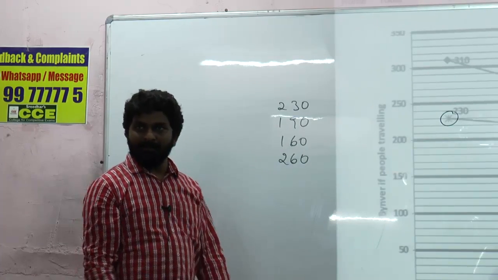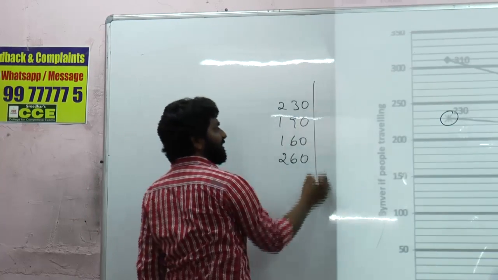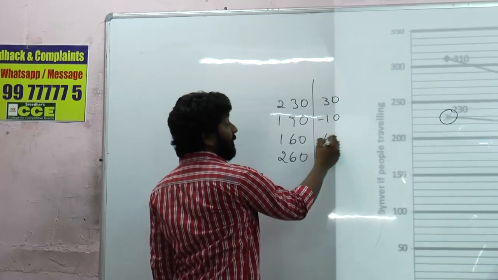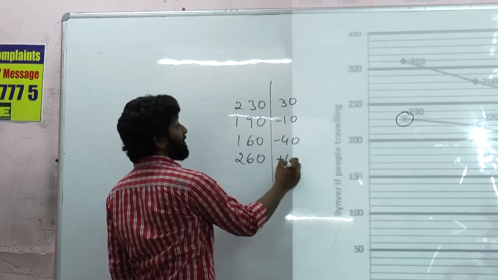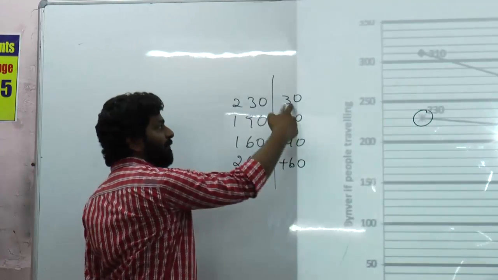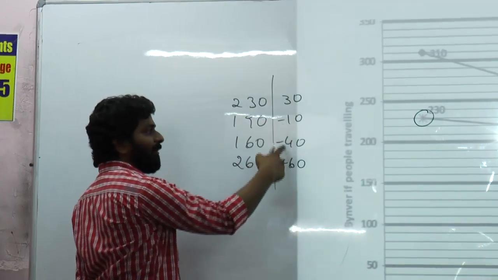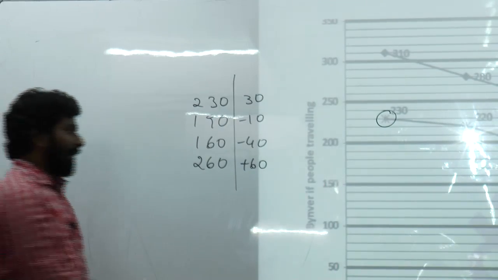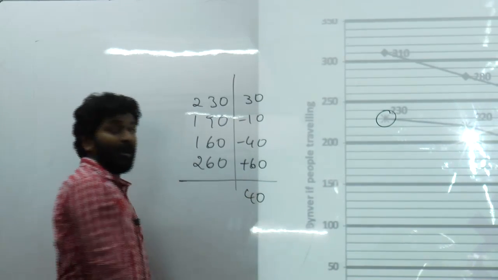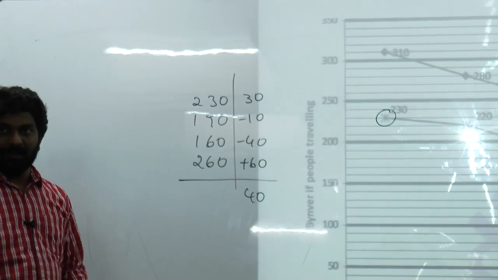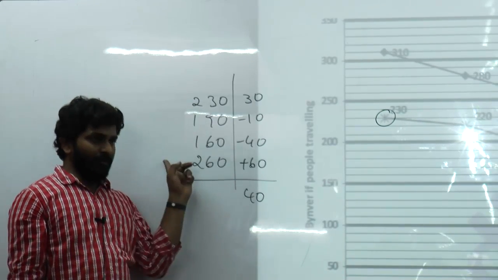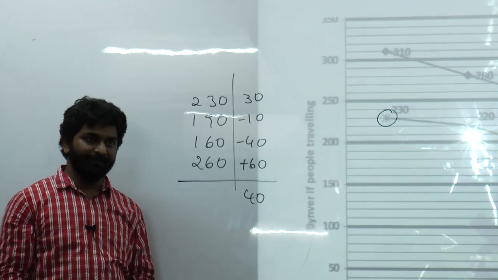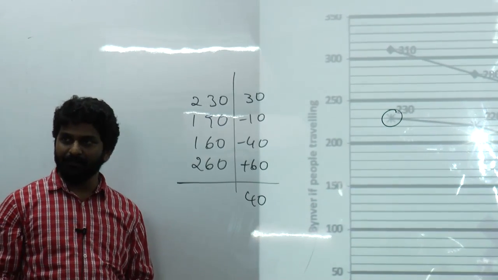Nearby 200, take benchmark as 200. This is 30 more, and this is 10 less, this is 40 less, this is 60 more. Positive number 90, negative number 50. 90 minus 50, 40. After making every number 200, you are still left with 40. Adjust 40 among 4 numbers. Each gets 10 more. Total 210. Equality concept.